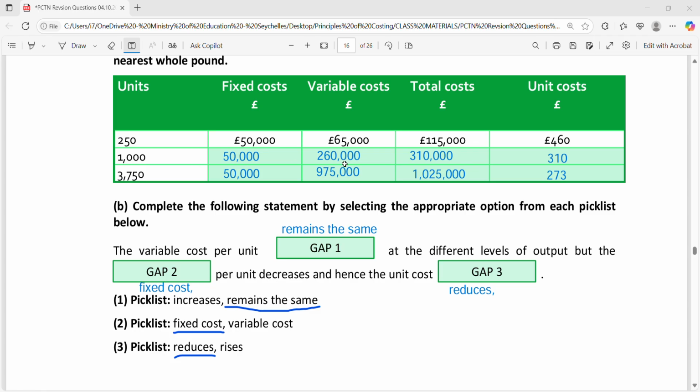Now you will see the total unit cost here, when the level of production was 250, this one was the variable cost per unit plus the fixed cost per unit. This is what gives us the total cost. When this one remains the same and this one keeps on reducing, this one will also reduce. So you see this plus this, this plus this, it keeps on reducing from 460 to 310 to 273, which is really the same as what we calculated here. So you see it keeps on going down. Okay? Good.